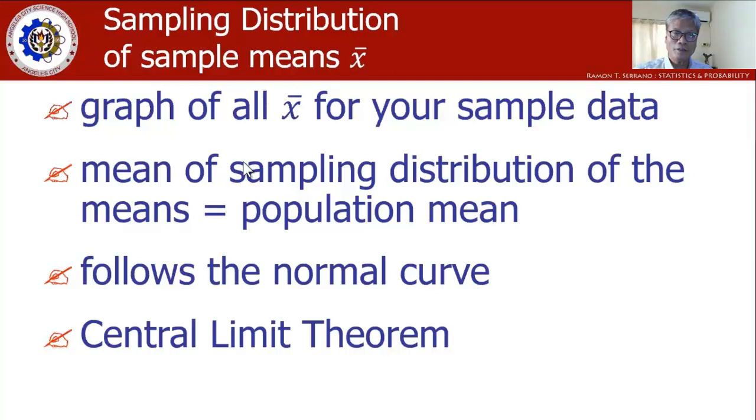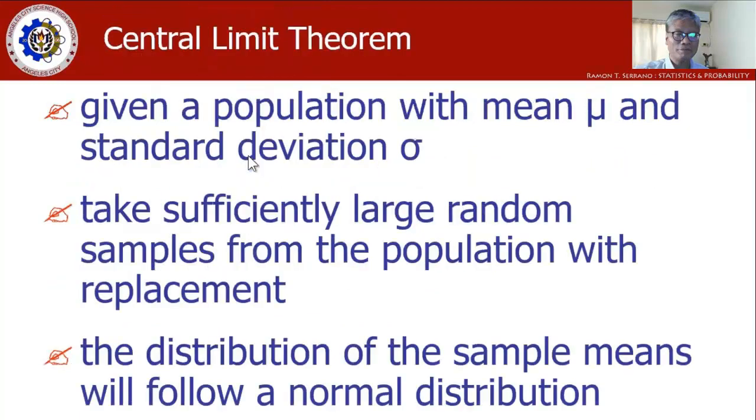And then you have to notice that the mean of the sampling distribution of the means, meaning to say the average of all the averages, will be equal to the average of the whole population. Wow, interesting, right? I wish we could have a face-to-face so I can illustrate this clearly with a good example. Now, it follows the normal curve also. And from the central limit theorem, we are going to get a normal distribution of all sample means. Take note of this.